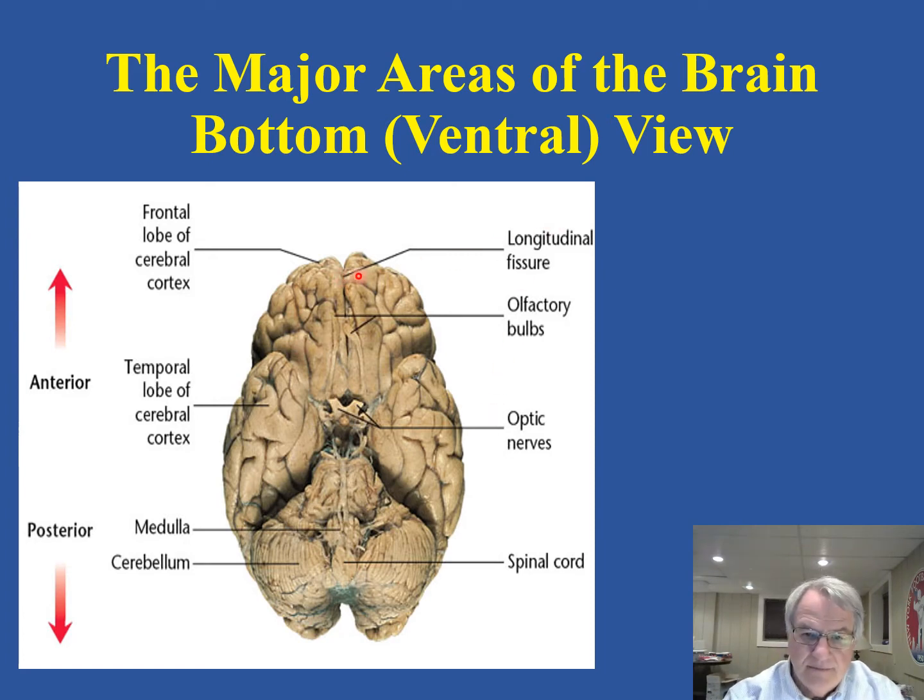And here's our olfactory bulbs right here. Here's the temporal lobe of the cerebral cortex. These are the optic nerves that go from the eye to the back of the brain. Here's the medulla right here. Here's the cerebellum right here. And the spinal cord right here. So again, this is just another view of the brain. And we call this the ventral view.